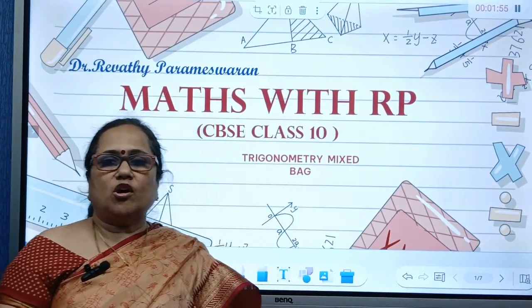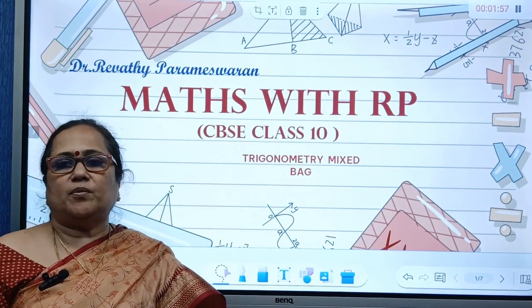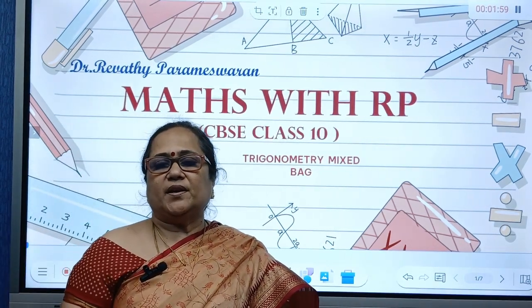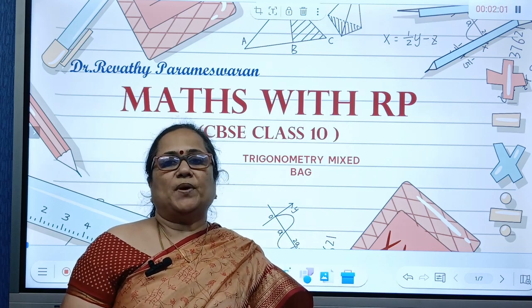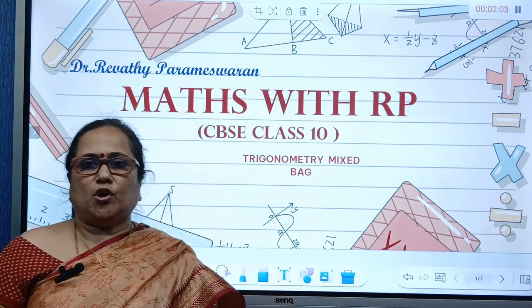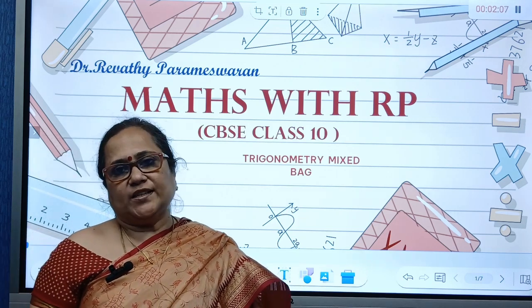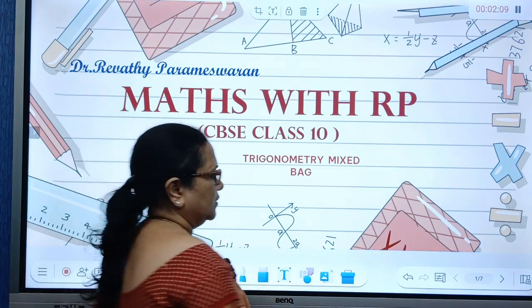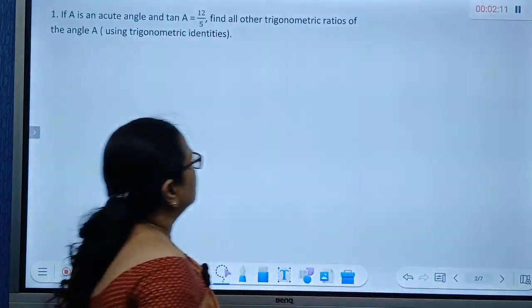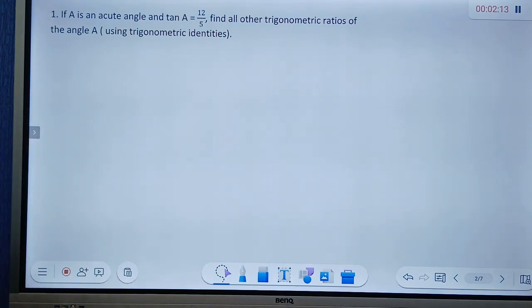Today we are going to solve simple basic problems from trigonometry. We'll call it mixed bag because it will involve simple problems using identities as well as involving heights and distances. See, if A is an acute angle and tan A equal to 12 by 5, you have to find all other trigonometric ratios of angle A.